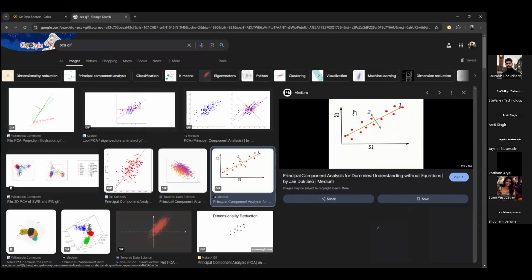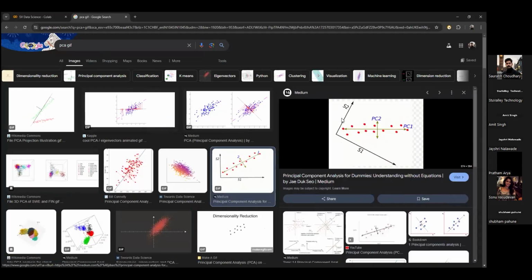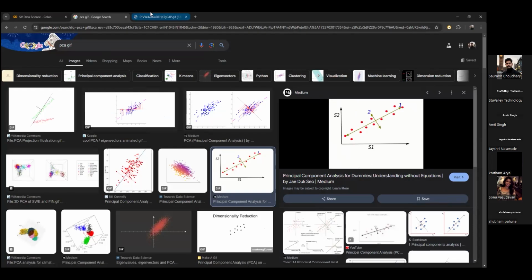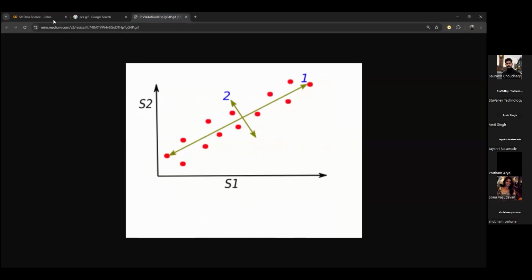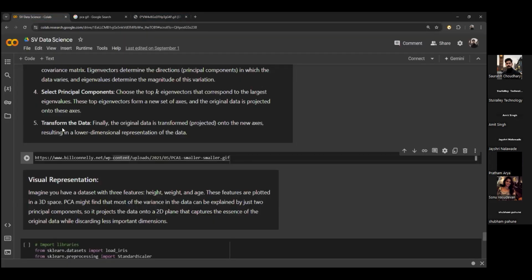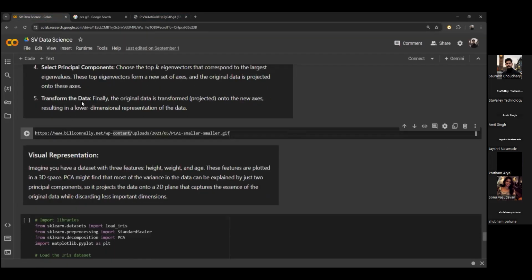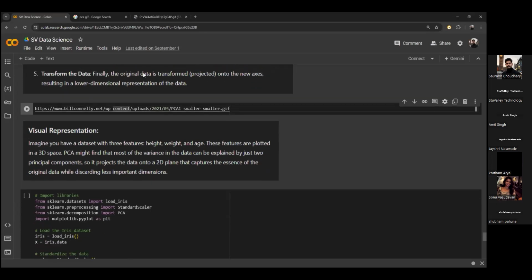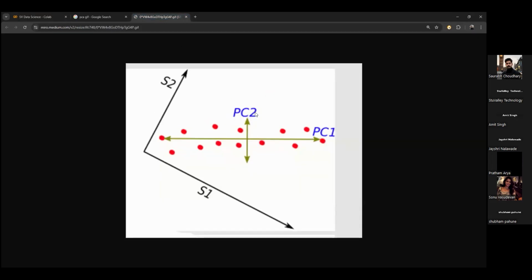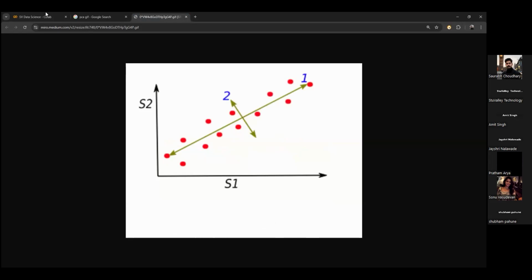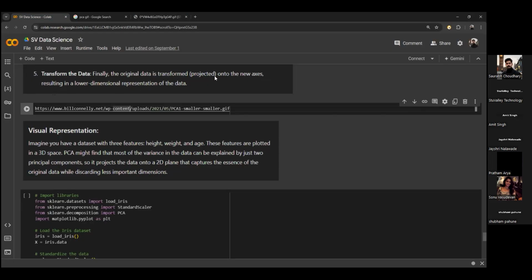Like this. See, all the data will be projected on these PCs now. So finally, the original data is transformed, projected onto a new axis, just like this. पहले S1 और S2 थे axis, now it is PC1 and PC2. ये new axis बन गई इसकी. Onto the new axis, resulting in the lower dimensional representation of data.